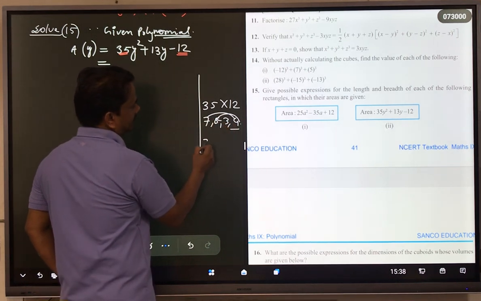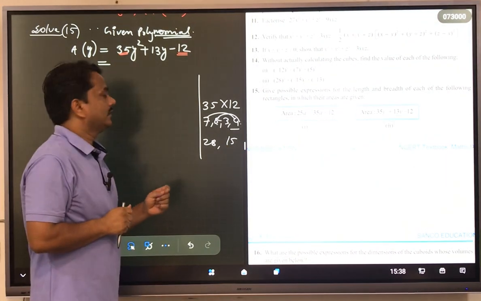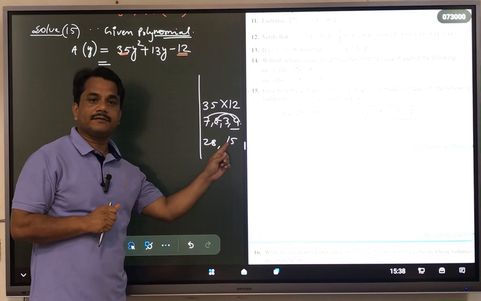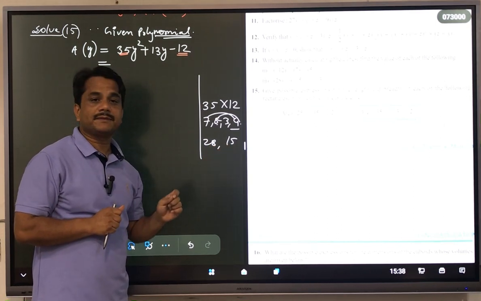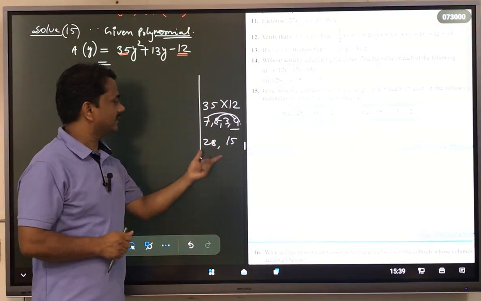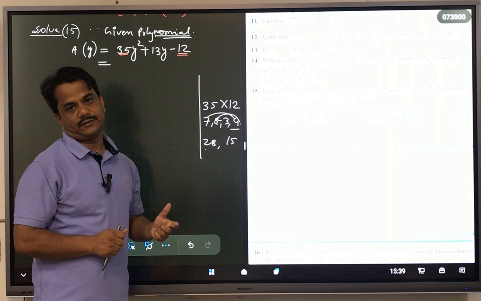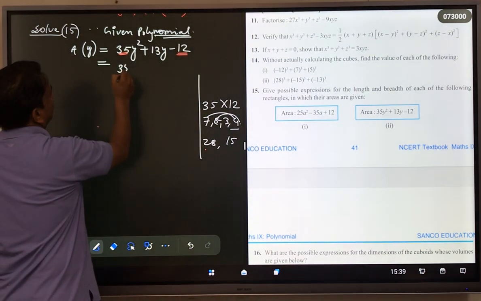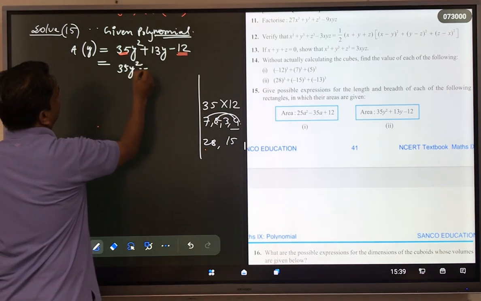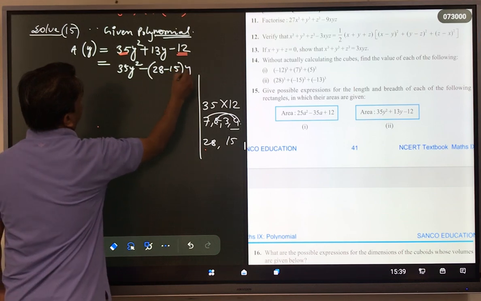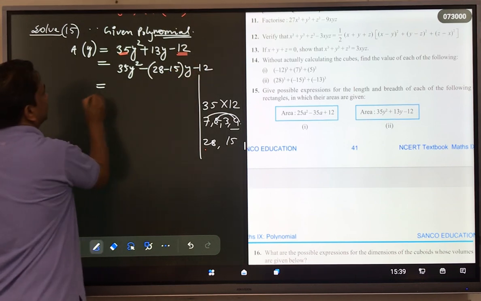7 fours are 28 and 5 threes are 15. Again trial. What is their sum? 28 plus 15, 43. 28 minus 15, 13. Is it coming, this 13? Yeah, the middle term. It means this arrangement is the right one. So here we can write 35y square, and the middle term can be written as 28y minus 15y minus 12 is equal to that.